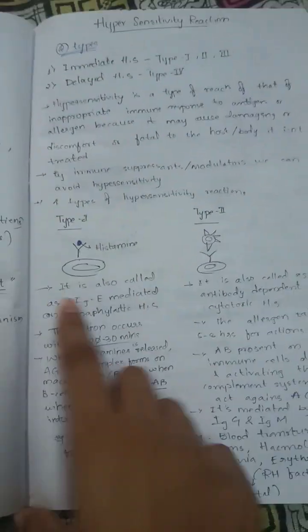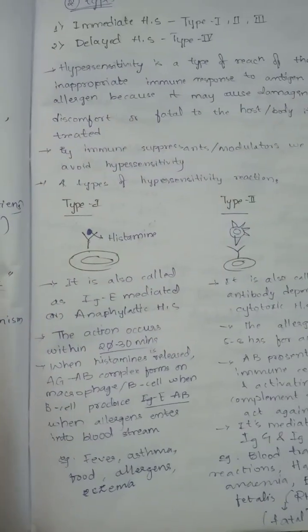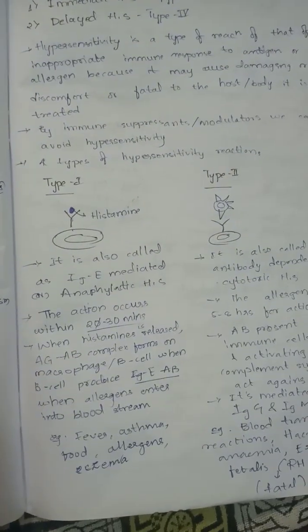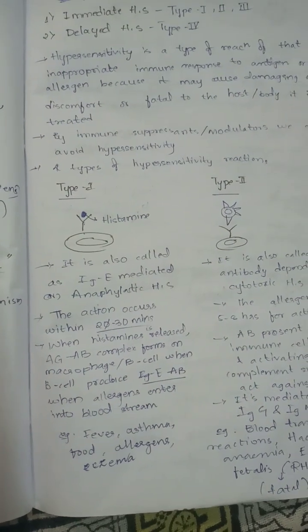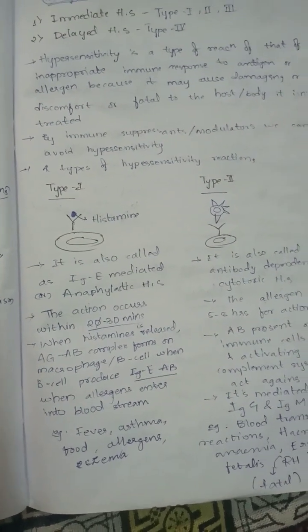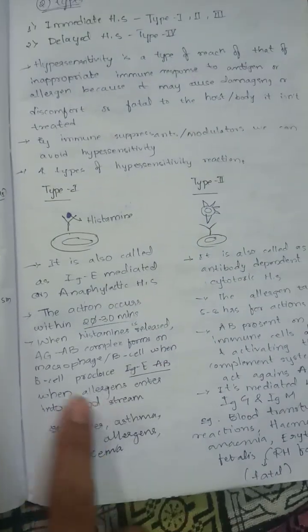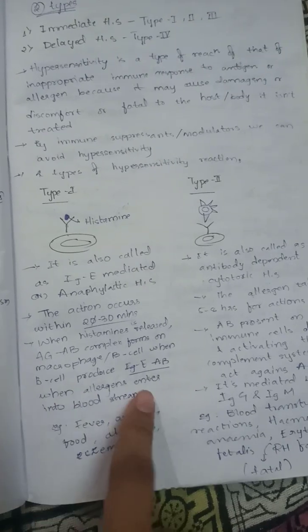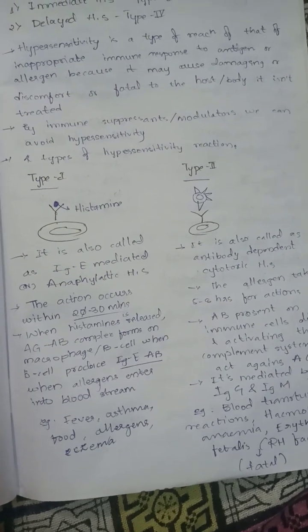So there are four types of hypersensitive reactions. We will go through each one of these. First is type 1 hypersensitive reaction. In this type 1 hypersensitive reaction, the other names are IgE mediated or anaphylactic hypersensitive reaction. The action occurs within 2 to 30 minutes. When an allergen or an antigen enters into the bloodstream, IgE antibody releases.